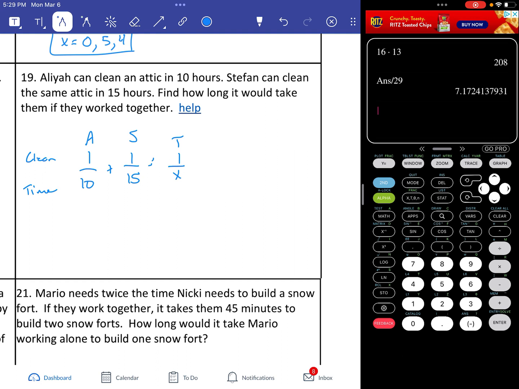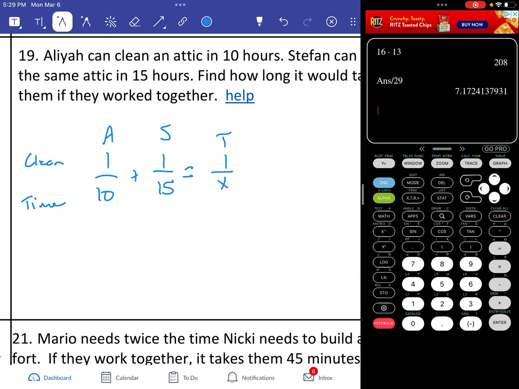Okay, now, there's a couple ways to do this problem, because 10 and 15 share a common multiple of 30. So 3 times 10 is 30, and 2 times 15 is 30. But just to be easy, we're just going to multiply what's missing and not be fancy. So this is missing 15 and x. This is missing 10 and x. This is missing 10 times 15. So this is 15x, 10x, 10 times 15.